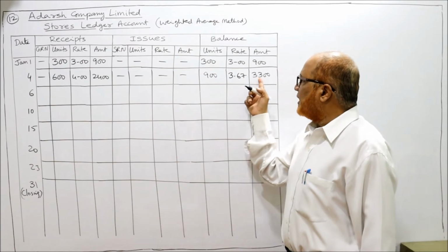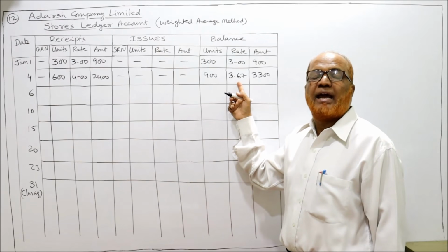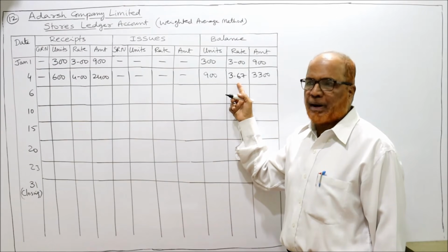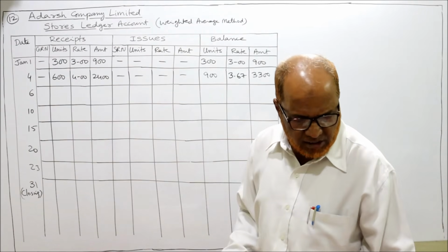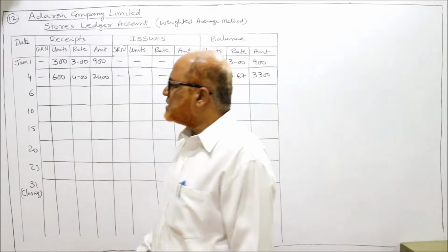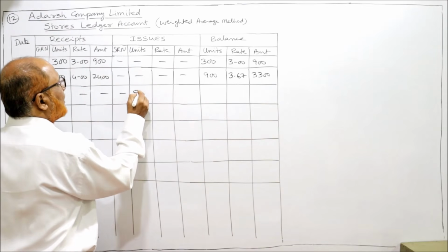So 3300 divided by 900, you will get 3.67. This is called the weighted average price. Now I'll come to the next transaction, the 6th one. On the 6th, there is an issue of 500 units.